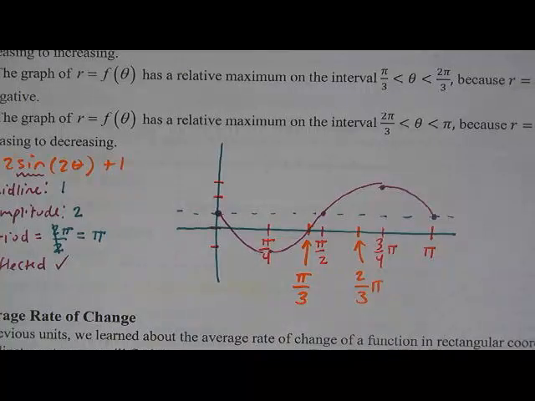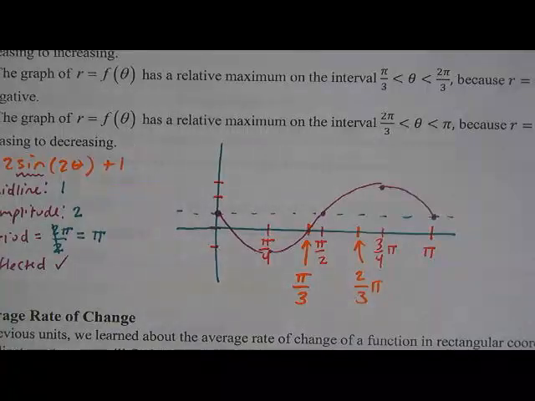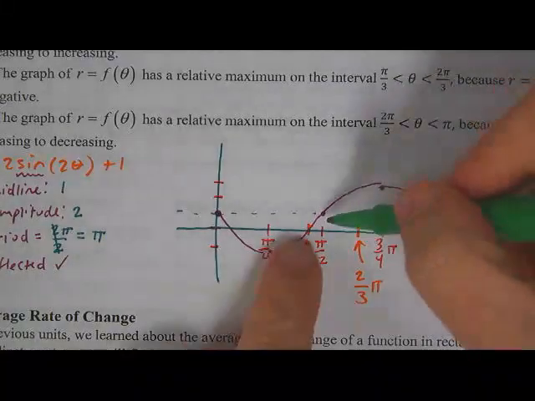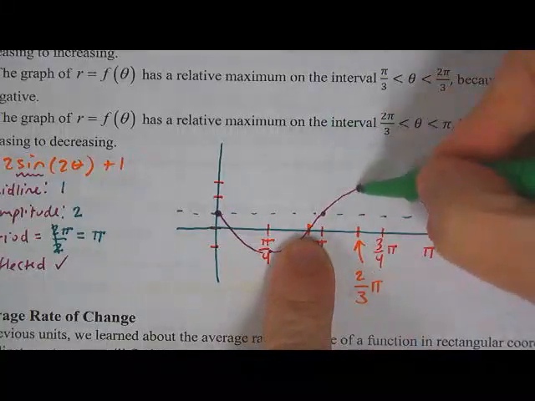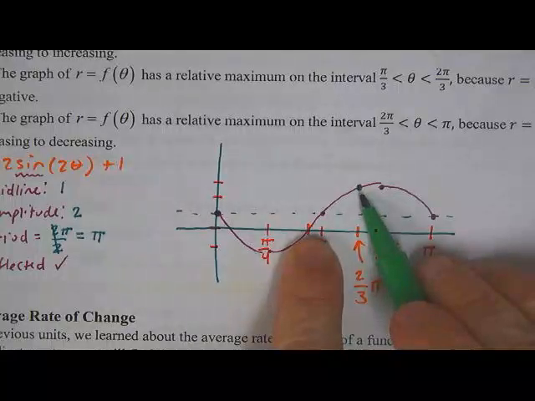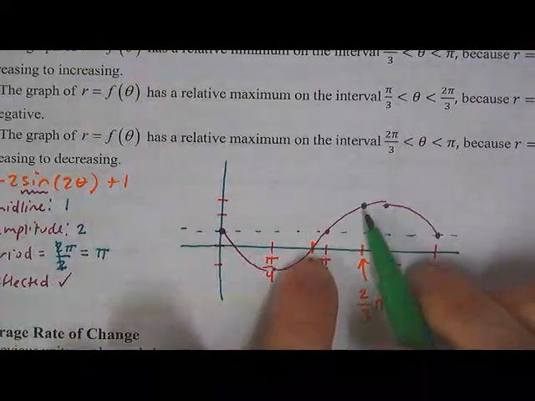Let's go through these answer choices. A, the graph has a maximum from pi over 3 to 2 pi over 3, which is about right here. Does the graph have a maximum between here and here? No. Oh, excuse me, the minimum is what it says. Does it have a minimum between here and here? No.